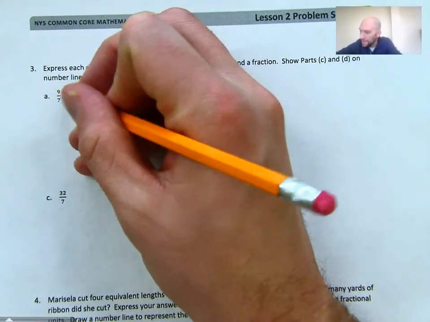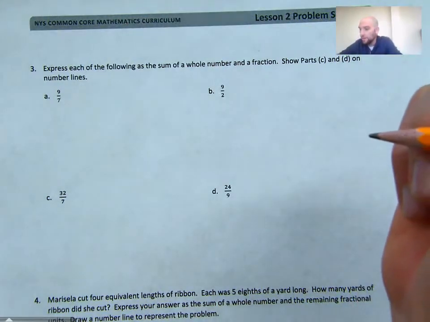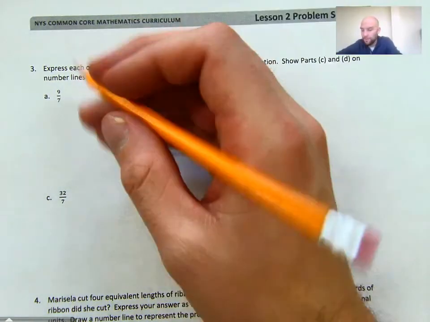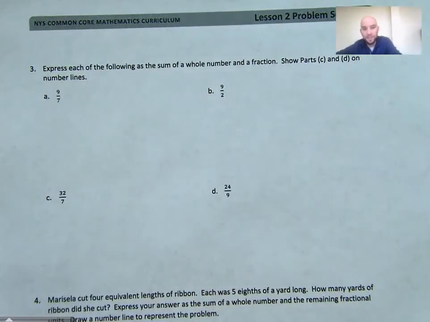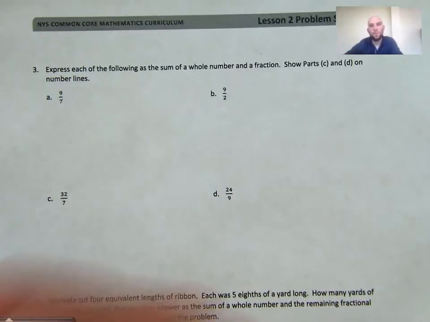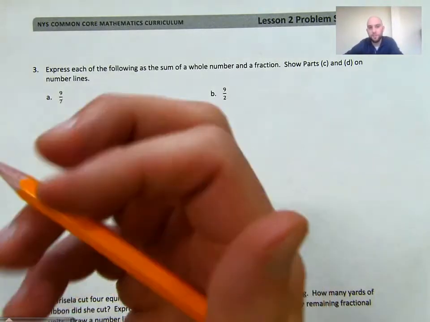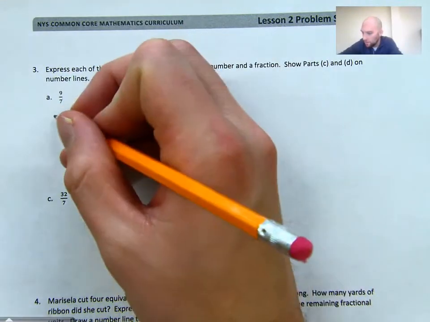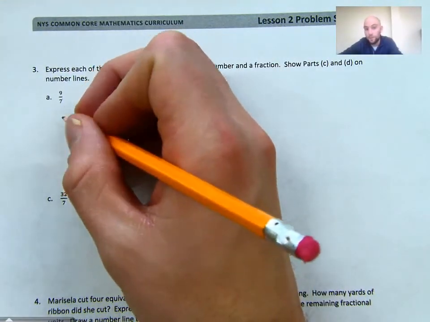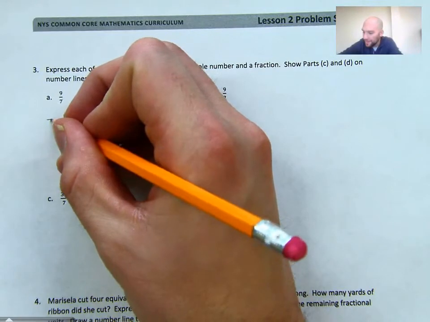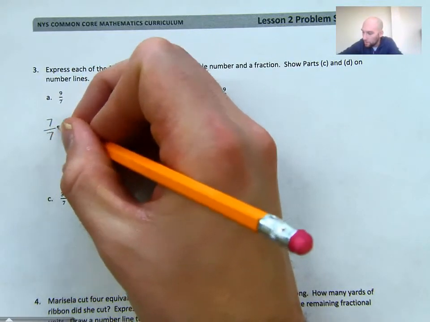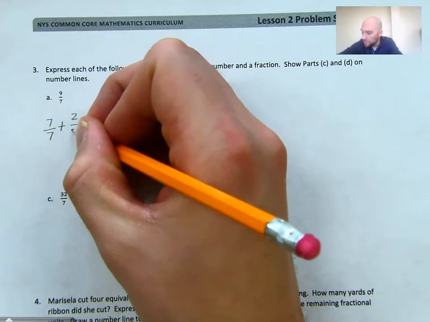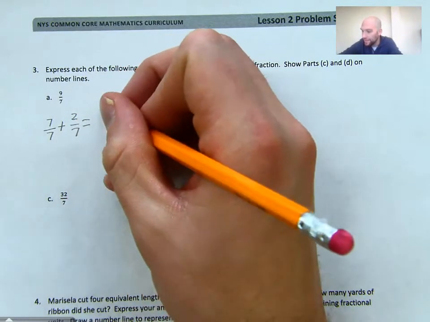A is 9/7. If I want to get a whole number in sevenths, how many sevenths is one whole? Well, 7/7 is one whole. 7/7 plus what will give me 9/7? Well, 9 minus 7 is 2. So I know that 7 plus 2 would equal 9. So 7/7 plus 2/7 equals 9/7.